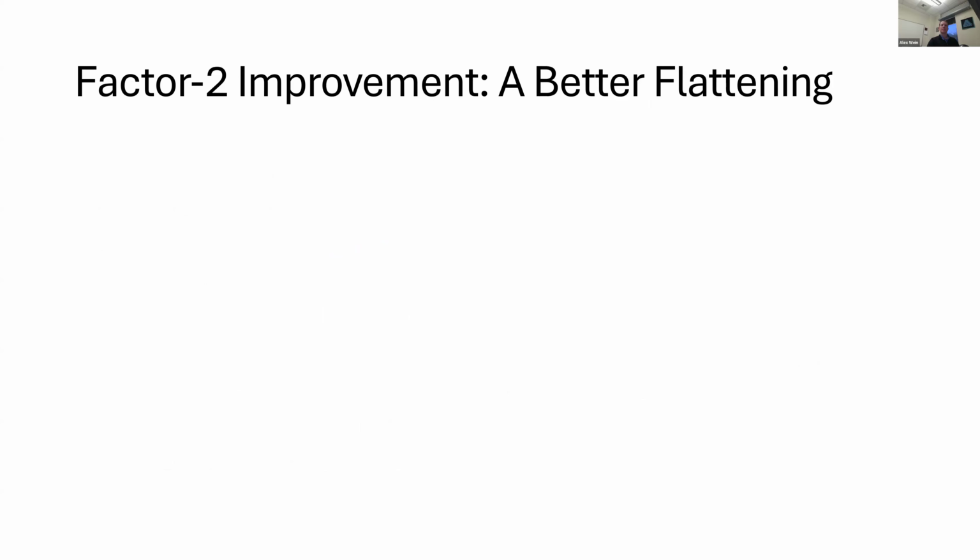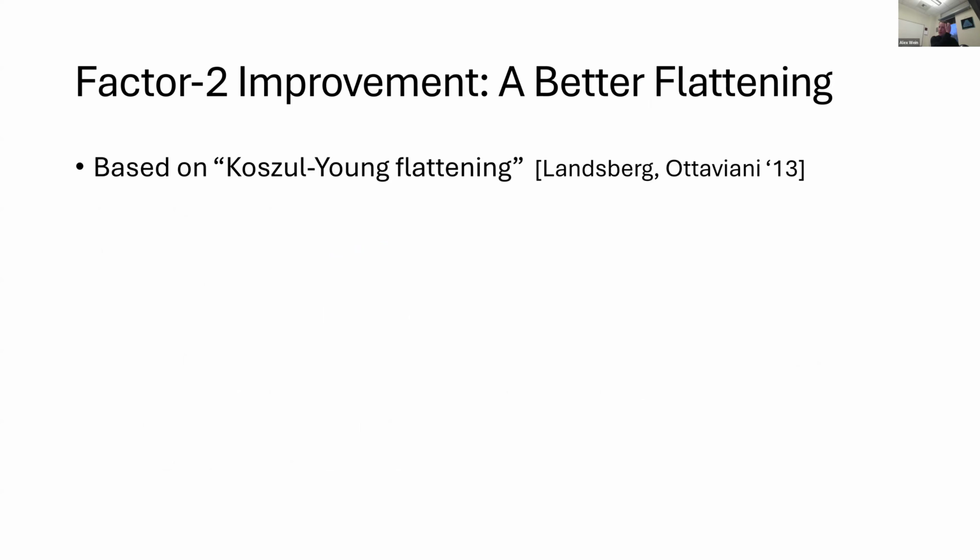Let me now address the factor of 2 improvement. How are we going to do better than the trivial flattening? We're going to use something based on an idea that goes back to Landsberg and Ottaviani, which has been called Young flattening or Koszul-Young flattening, or perhaps both. I think there's a subtle distinction between the two that I won't try to get into.